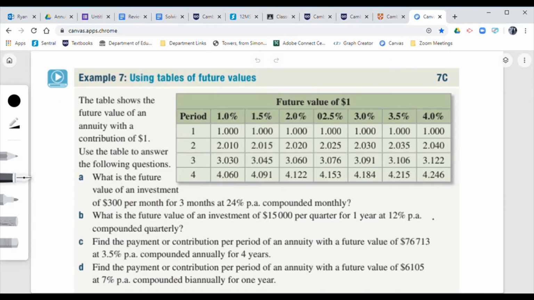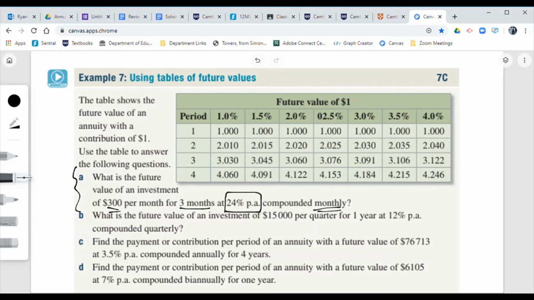Okay, one more example there. In this one again, we're using future value tables. So for A is where I'm starting. What is the future value of an investment? The contribution that's going to be made is $300 per month that we are going to be regularly depositing for 3 months at 24% per annum, compounded monthly.